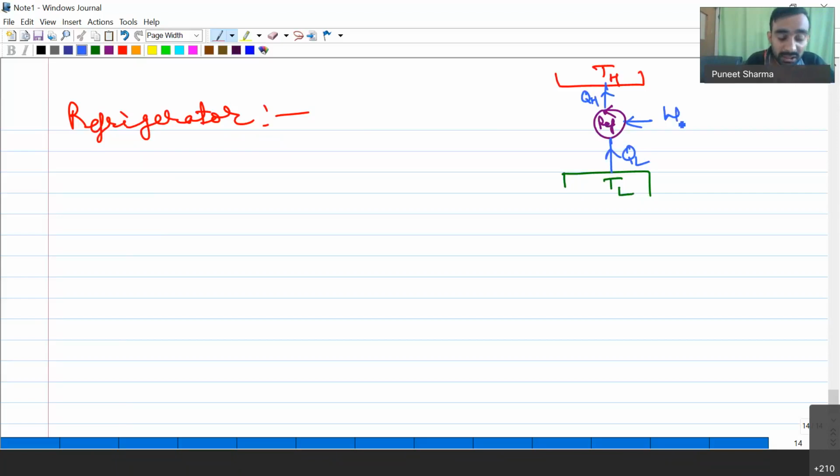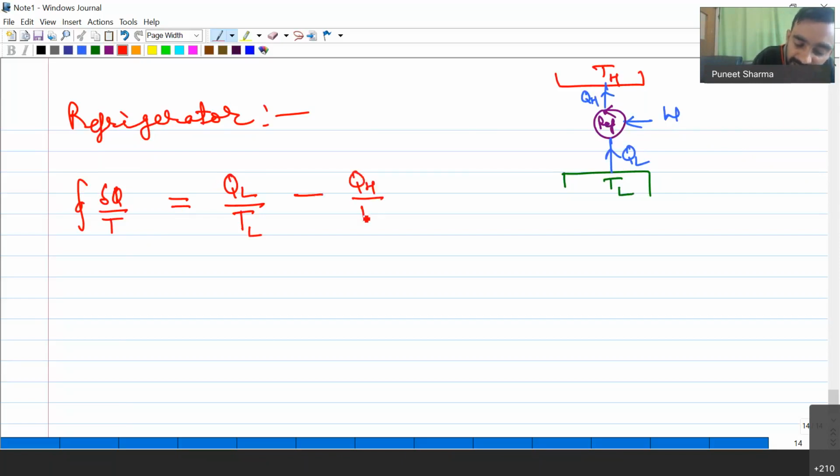So what will happen for this refrigerator? If I have to define the cyclic integral of δQ/T for this refrigerator device, that will be nothing but equal to: we are adding QL amount of heat at temperature TL, so this will have a plus sign, and we are rejecting QH amount of heat at temperature TH, so minus QH by TH. This we will find.